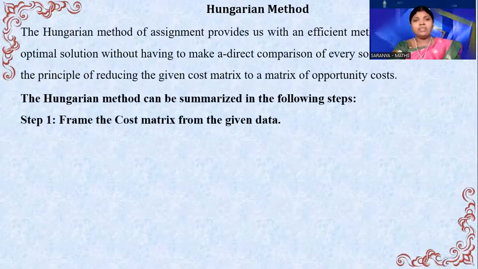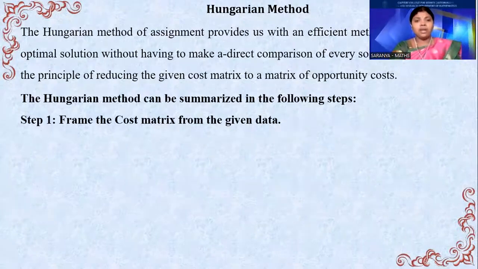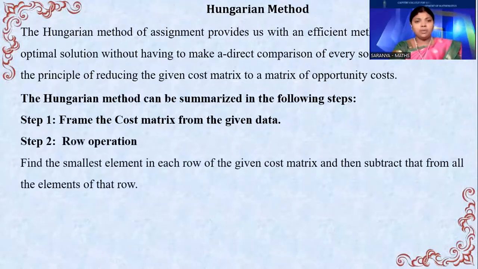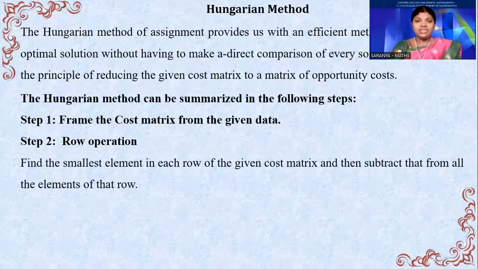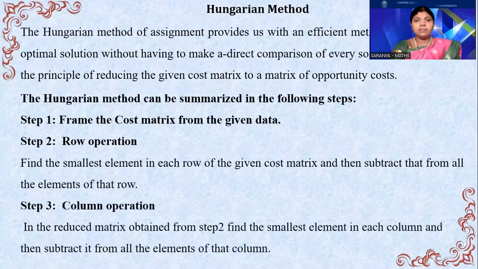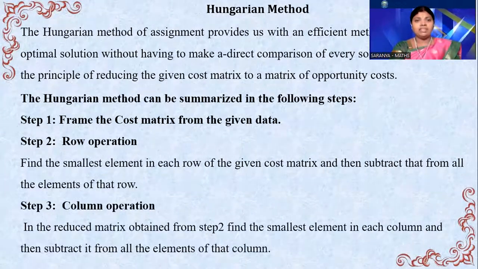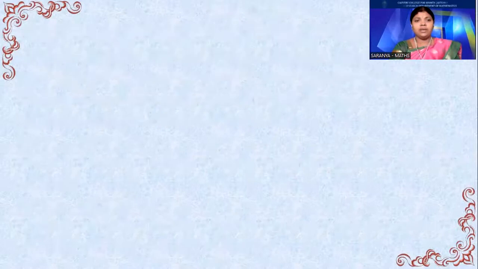The following are the steps involved in solving an assignment problem using the Hungarian procedure. Step 1. Frame the cost matrix. Step 2. Row operation, that is, from each and every row, choose the least element and subtract it from all the elements of that row. Step 3. Column operation. Here, as in row operation, find the least element in each and every column and subtract it from all the elements of that column.